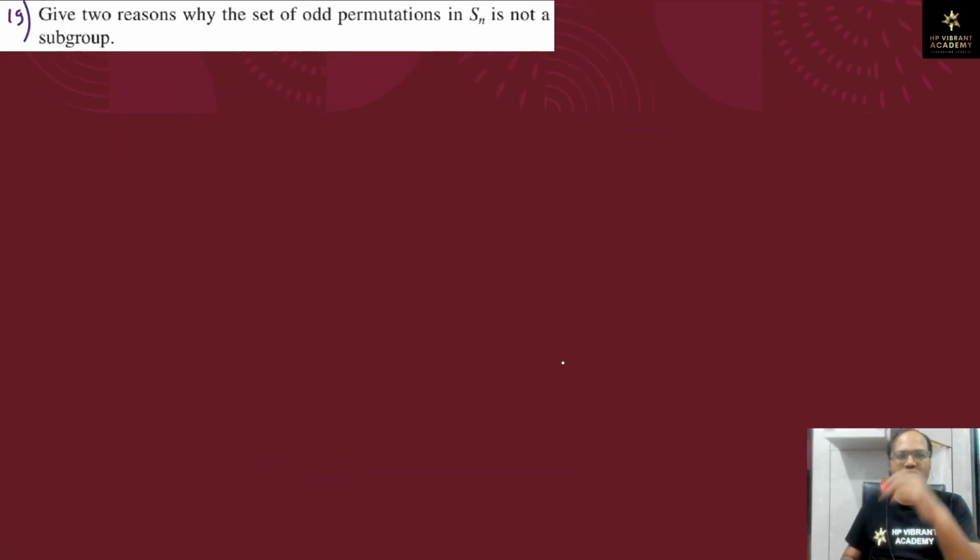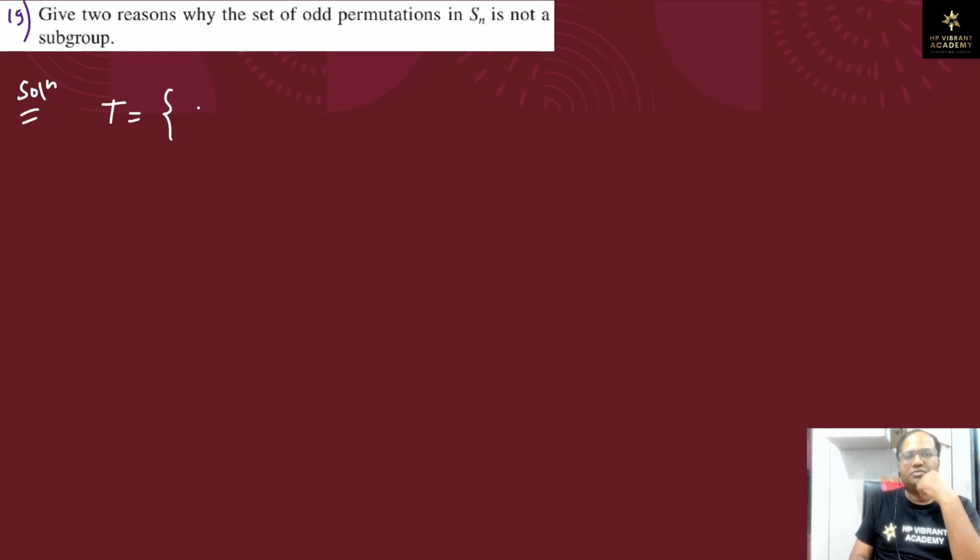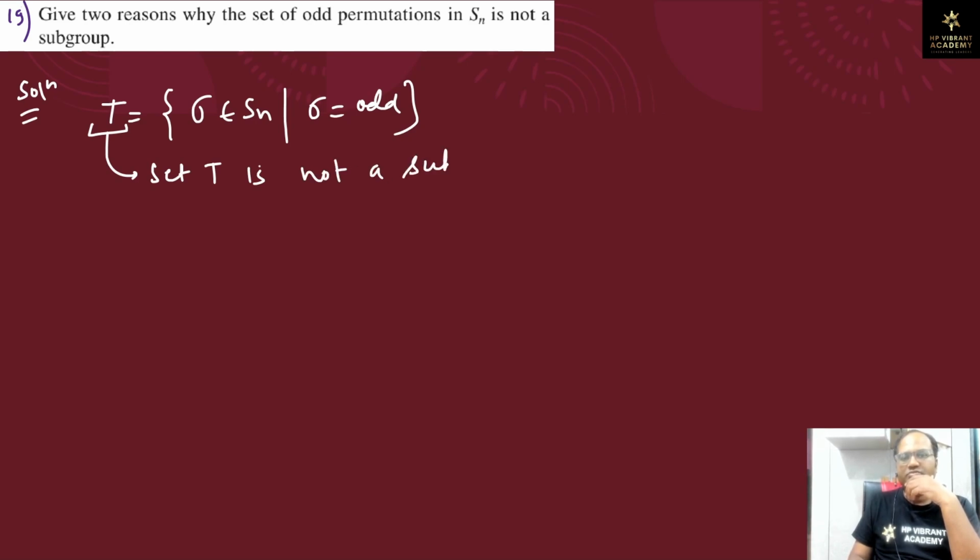Now let us discuss question number 19. Okay, look: give two reasons why the set of odd permutations in Sn is not a group. Okay, so let us take a set T as the set of odd permutations. So this means it contains all the permutations sigma belonging to the symmetric group such that sigma is odd. So we have to show that this set T is not a subgroup.